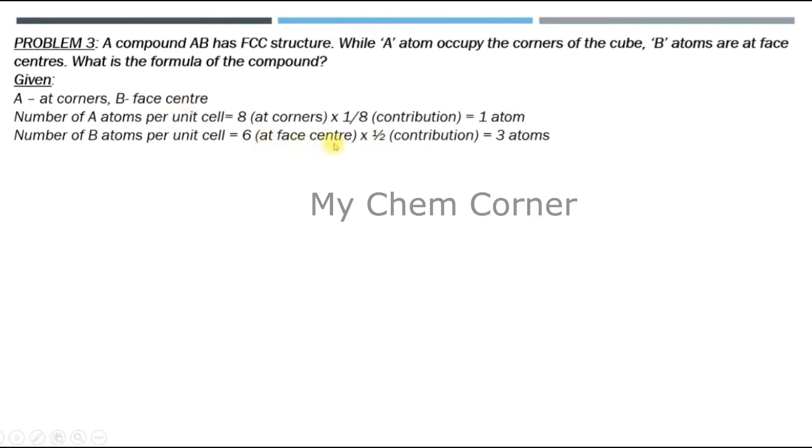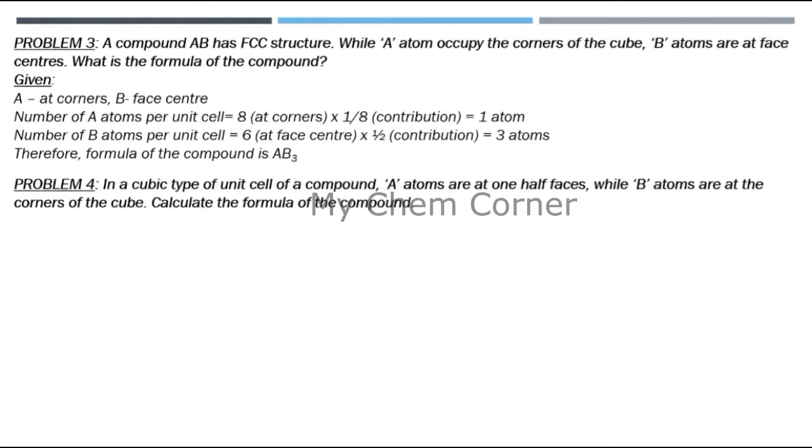We have 6 faces in the cube. Out of that, for each face, 1 atom is shared among 2 cubes. So here it's 1 by 2 contribution. When we calculate it, you will get 3 atoms. Now here it's a ratio of 1:3. Therefore, the formula of the compound is going to be AB3. Very simple one. Now let's move into the last one, which is a bit different here.